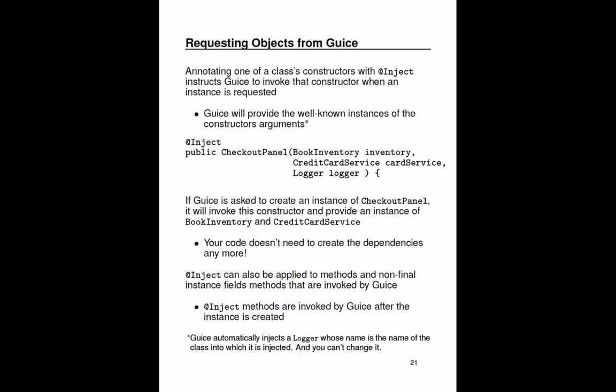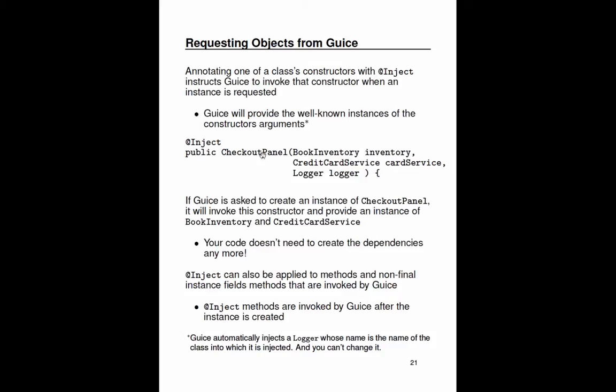Instead of having to create all these objects and manage all of this stuff yourself in your own main method, we're going to see an example of how to use Google Guice to manage all of that for you. First, you need to annotate constructors that are to be invoked by Guice. By annotating a constructor with this @inject annotation, you're telling Guice, hey, if Guice is going to create an instance of this class, here's the constructor that it should use.